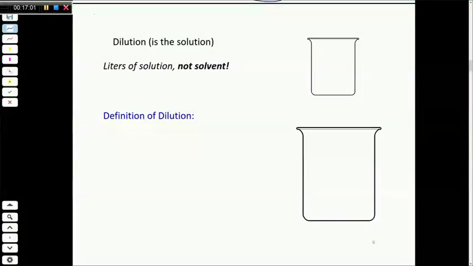Okay? So the way the picture for this works is, let's say we have a concentrated solution. I'm going to represent the water with blue, and then I'm going to draw little red solute molecules. So let's say we have 10 solute molecules dissolved in here.